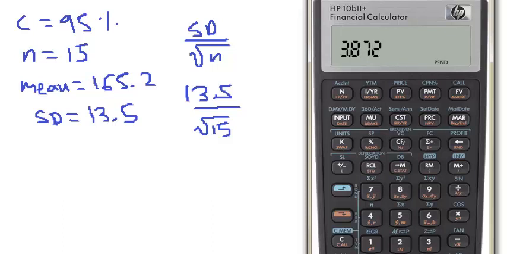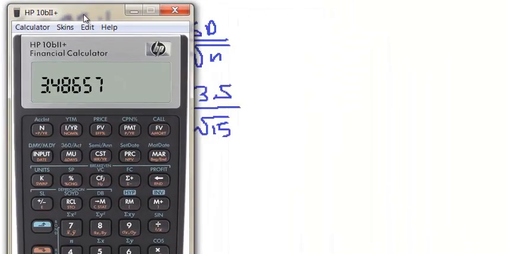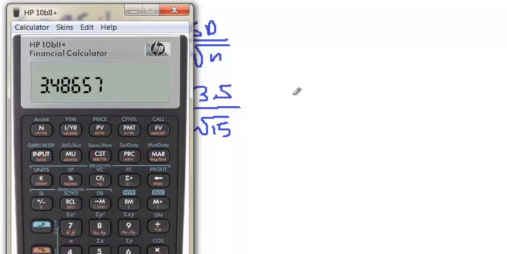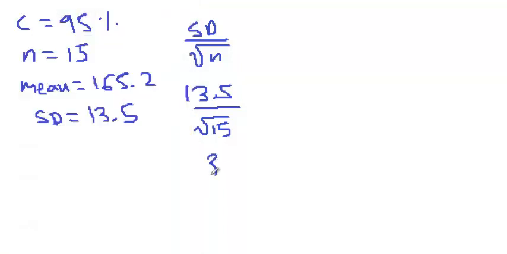3.872. We can round it off to that. And so we've got a population standard deviation of 3.487. We'll call it 3.487. That should be plenty of digits. Okay. So now, what is our confidence interval?